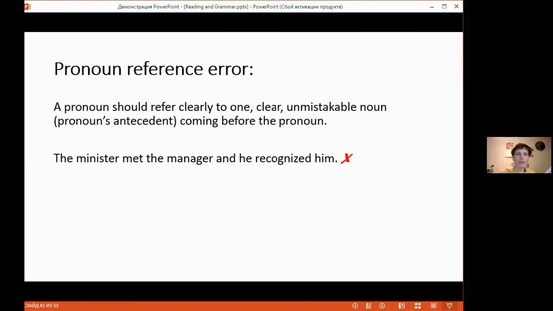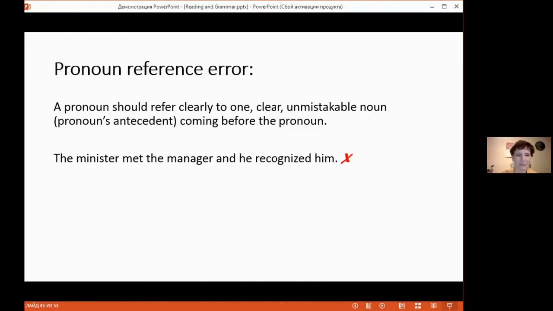Yeah, pronoun reference. Yeah. Well, if any of you prepare for the state exam, or if you are, for example, an expert who checks the writings in the state exam, this is a very often seen logical error, pronoun reference, when we say, they recognized each other, but who recognized whom?